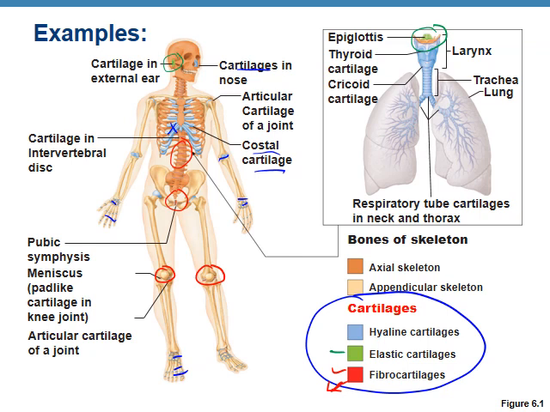If you want a cartilage that's going to be able to be flexible, be able to stretch and then recoil back to its original shape, you're going to have elastic cartilage. Everywhere else that you have cartilage, it's going to be bone-on-bone articulation, and we call that hyaline cartilage.